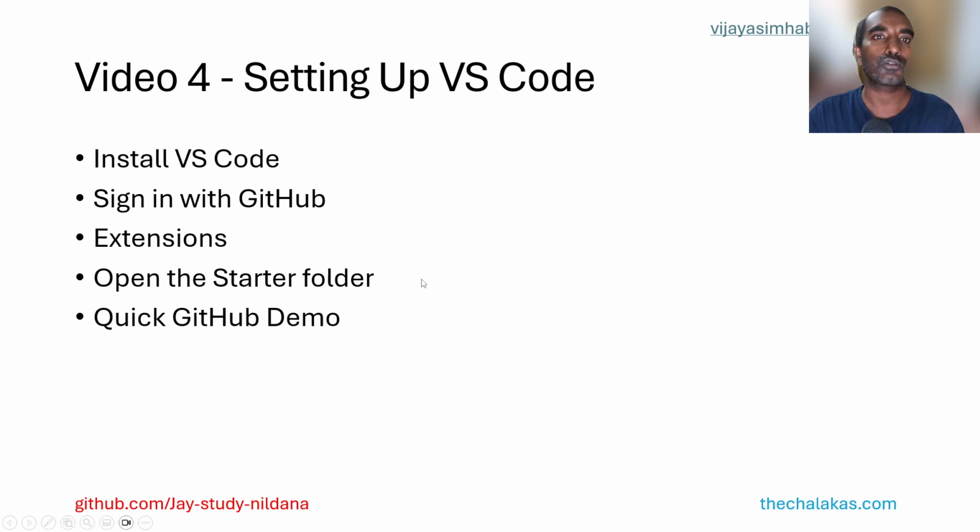So there it is, folks. In this video, what we did was, in fact, I already had VS Code on my computer. I removed it. Please don't do that if you already have VS Code. I removed it so that I can show you how to install it, and then make sure you sign in with GitHub. And of course, extensions. We will go in depth into extensions later. And then I also showed you how to get a starter folder and run it on the machine. And finally, I gave you a quick GitHub demo.